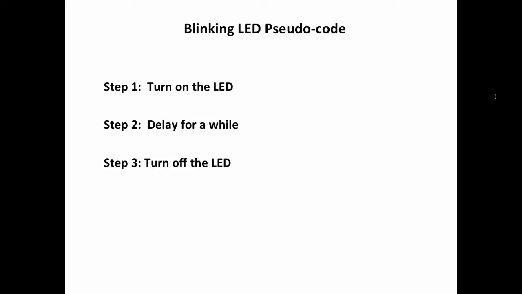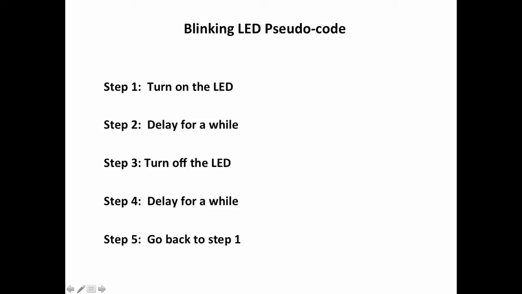The first step in the pseudocode is probably to turn on the LED. If we want it to blink, then we need to turn it on. Then we need to wait for a while and then turn it off again. And we need to wait for a while after we've turned it off so that we can see that it's been off for a while. And then finally, we go back to step one and we just sit in this loop. And this will give us the effect of a blinking LED.